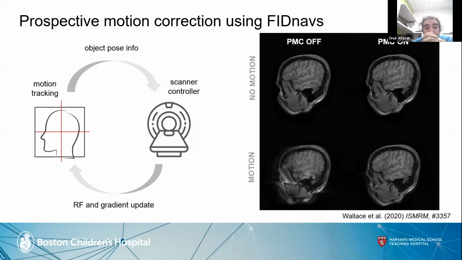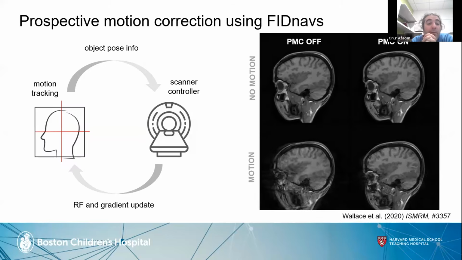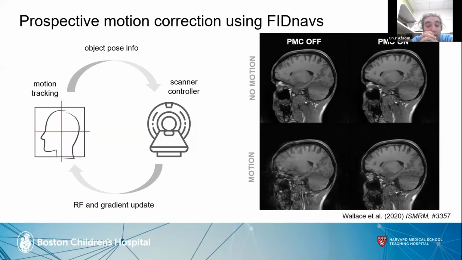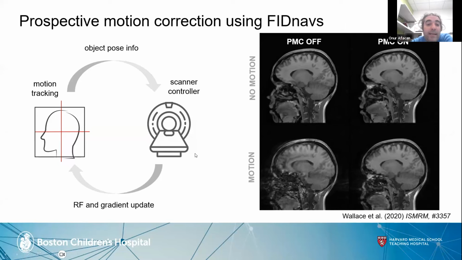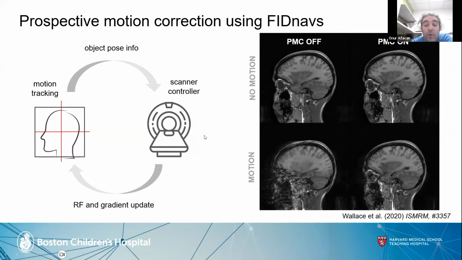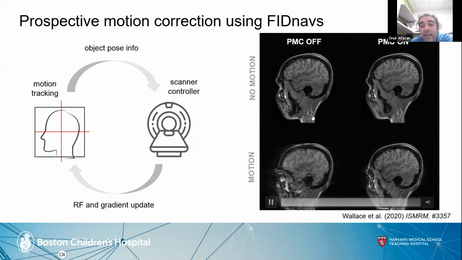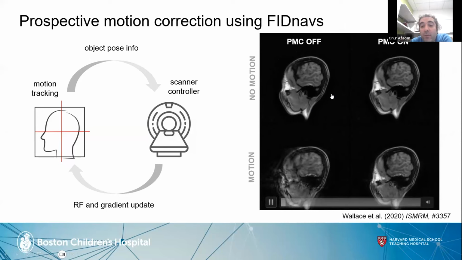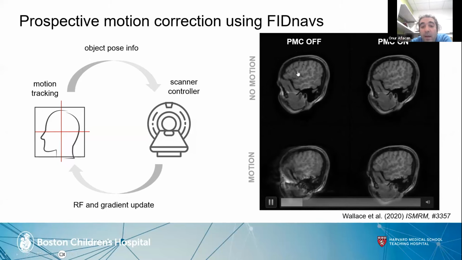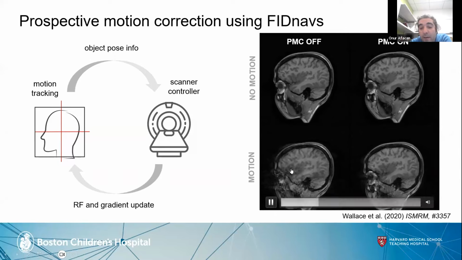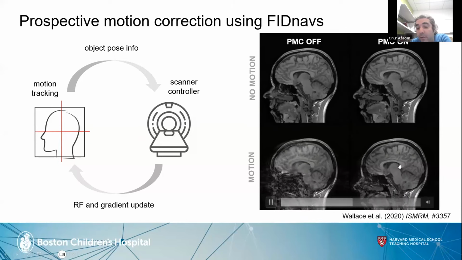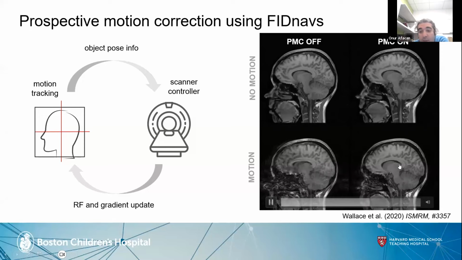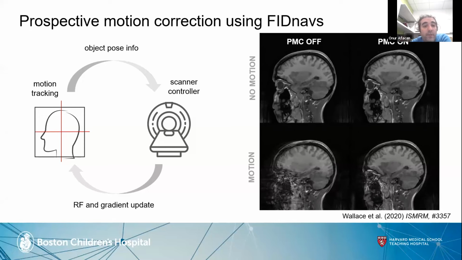Another thing that we can do is feed back the motion information in real time to the scanner. This way, we eliminate any artifacts like the gaps that I showed you in the previous slide. Here we can see that when we feed back the motion information from the FID navigators, if you look at the bottom 2 images, the one on the left is no motion correction, and the one on the right is prospective motion correction, and shows much reduced motion artifacts.